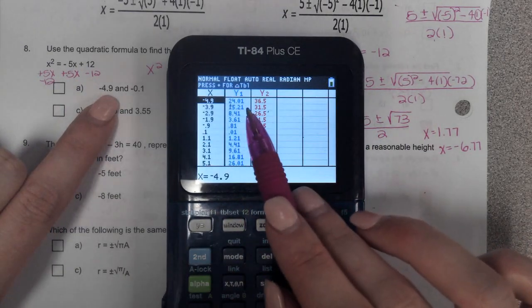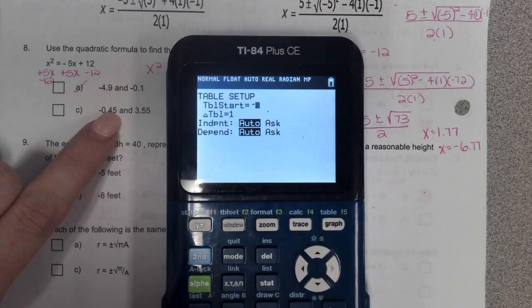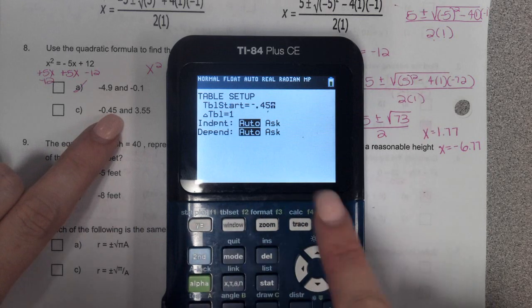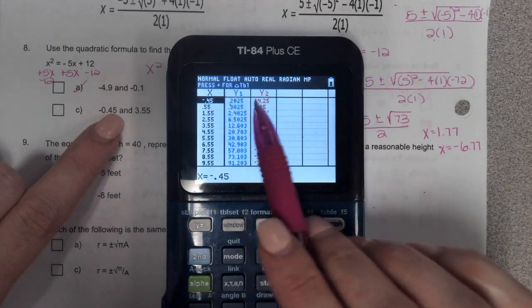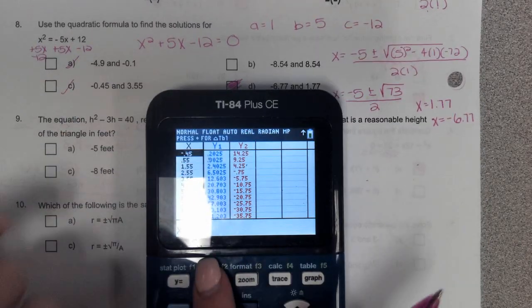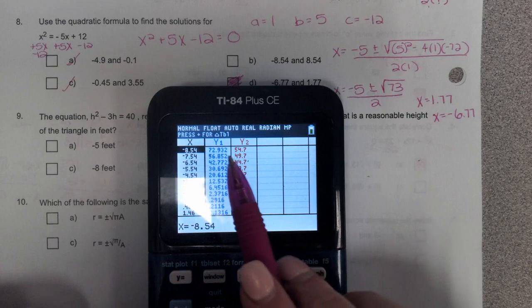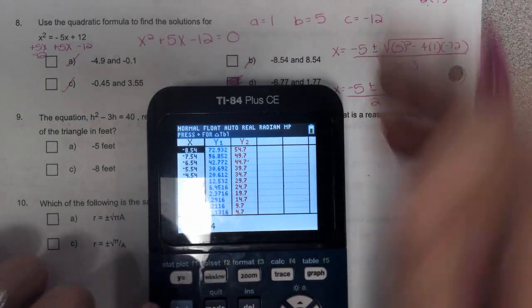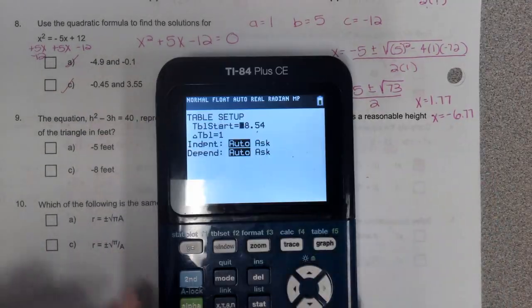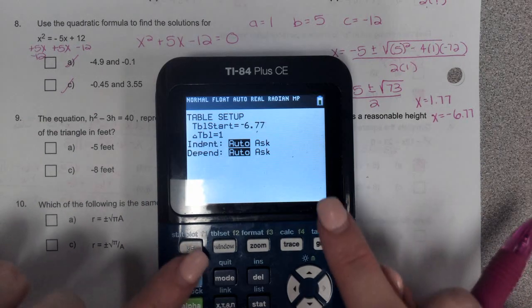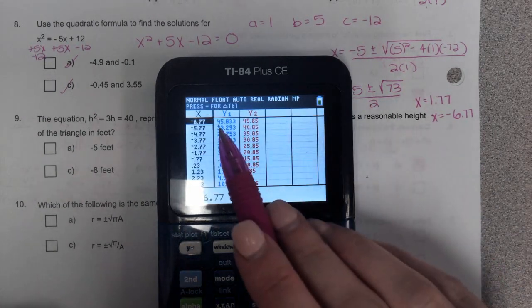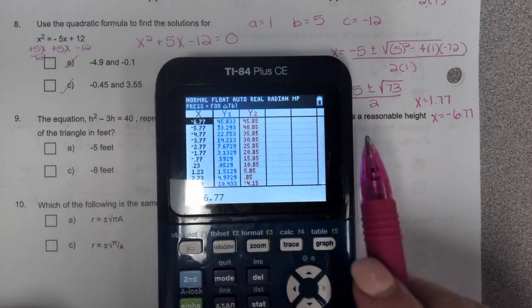Are those pretty close? No. Second window, negative 0.45. Are those pretty close? No. Second window, negative 8.54. Nope. And then lastly, second window, negative 6.77. 45.83, 45.85. That's pretty close.